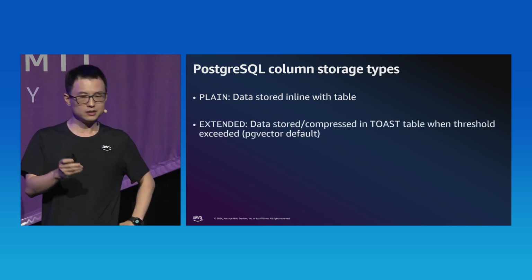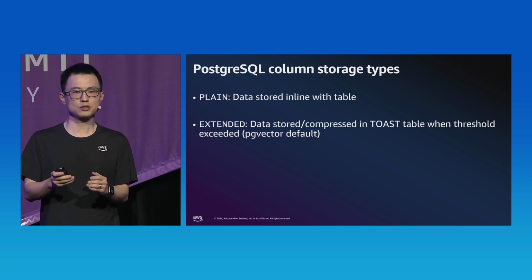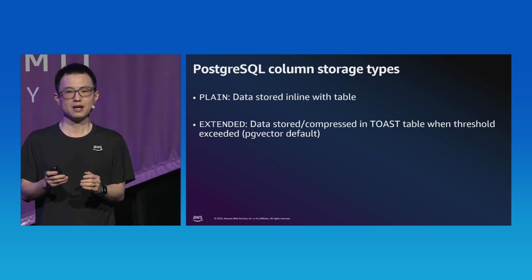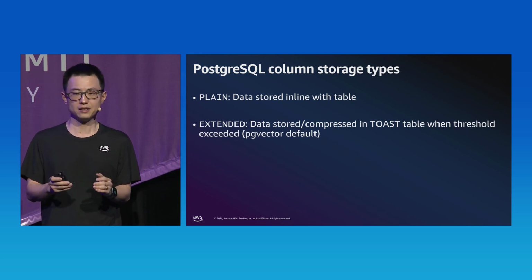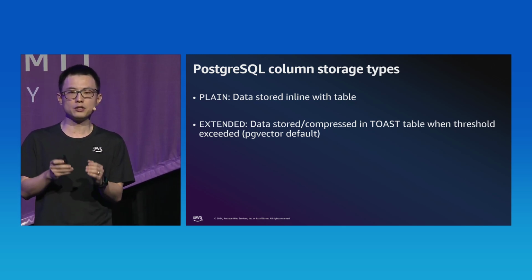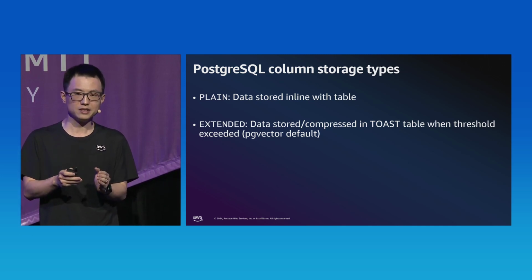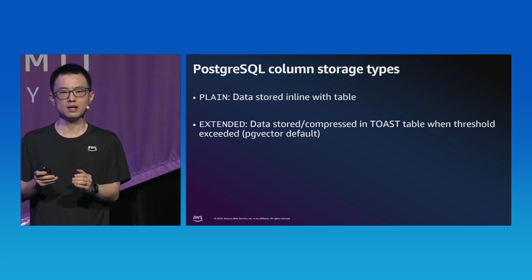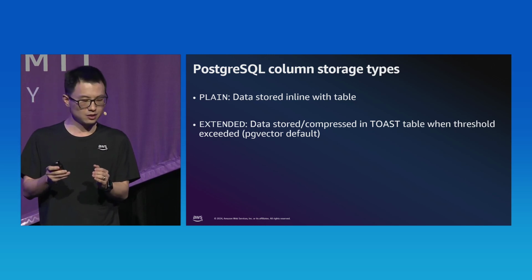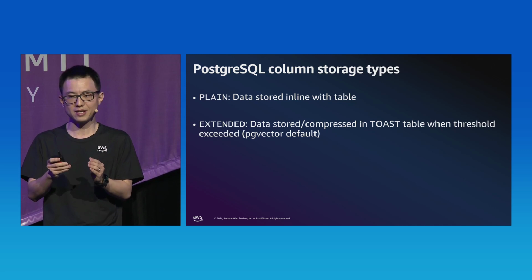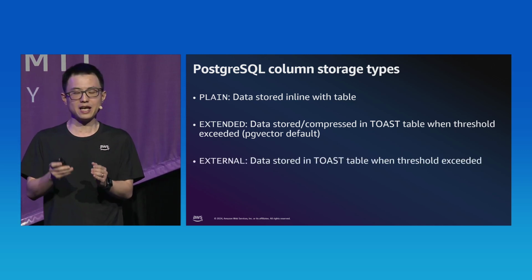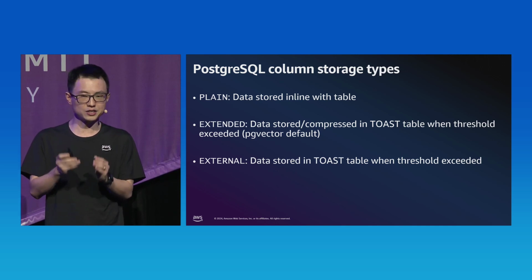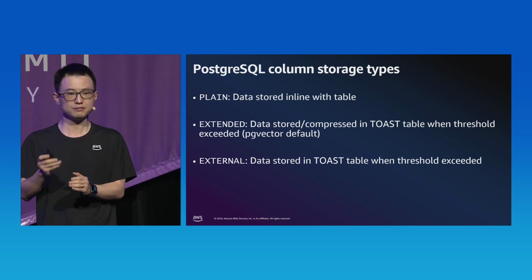And the second storage type is called the extended storage type. Actually, it is the default storage type for vector data. That means everything over 2 kilobytes will be automatically toasted, or compressed, in an external table. But as I mentioned, you can't actually compress vector data. That means for vector data, it's actually equivalent to the external storage type.